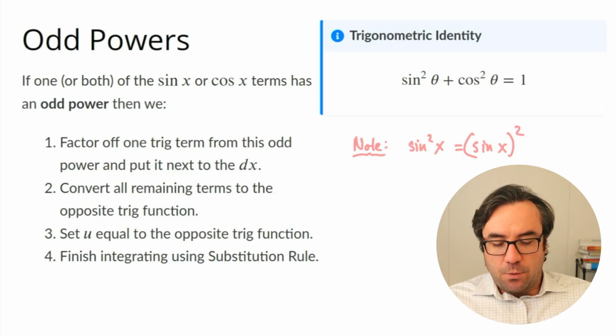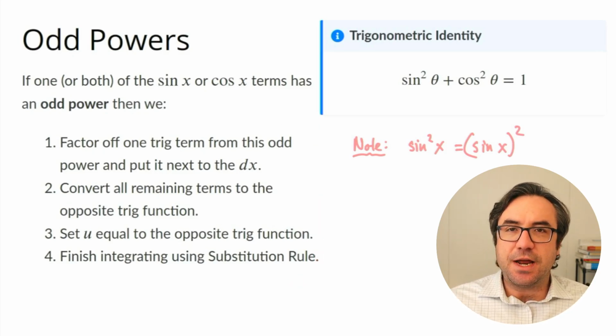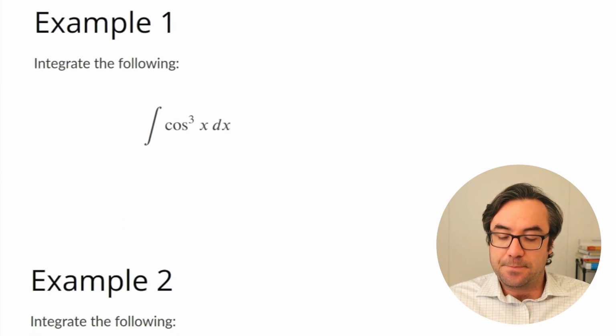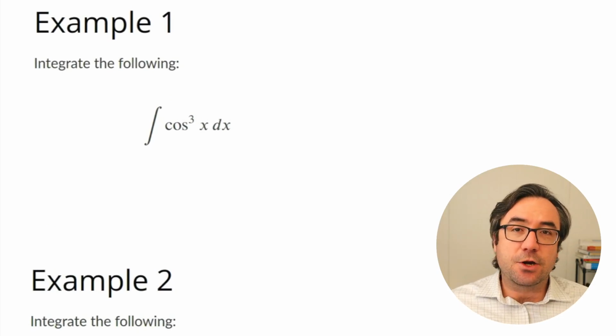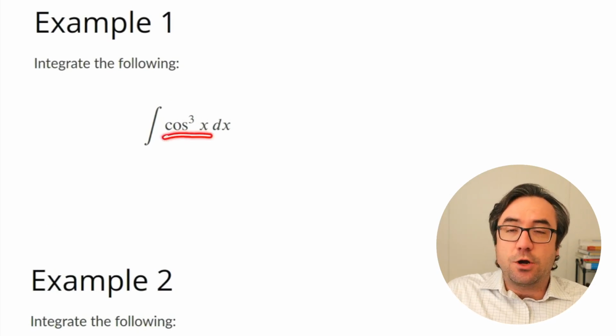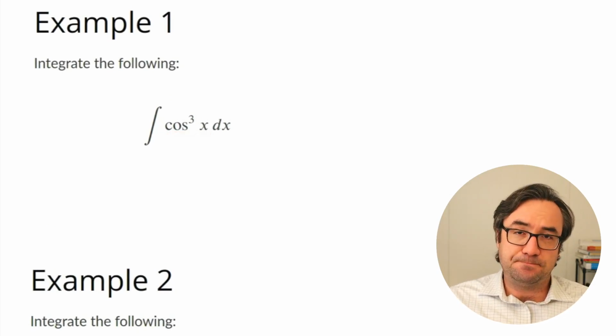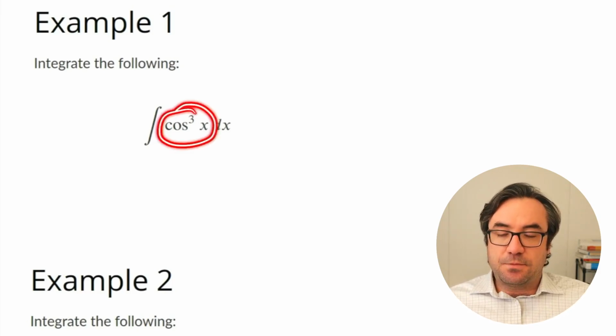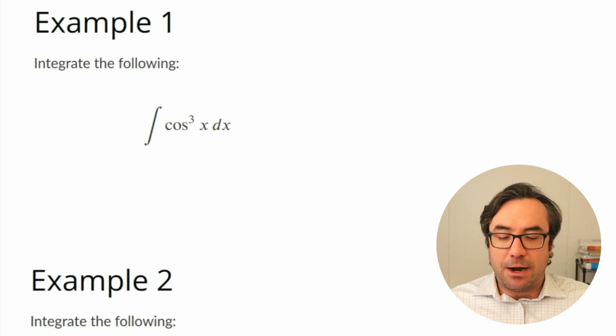All right, so we're going to come back and revisit this strategy, but let's go through it by doing an example. So we're going to look at example 1. We're integrating cosine of x cubed. So the first step is, well, we see that cosine has the odd power.